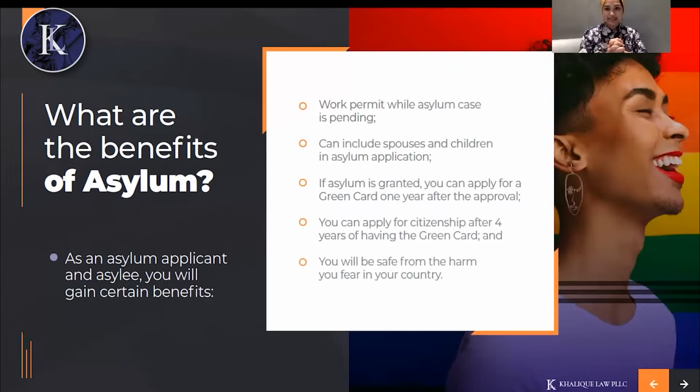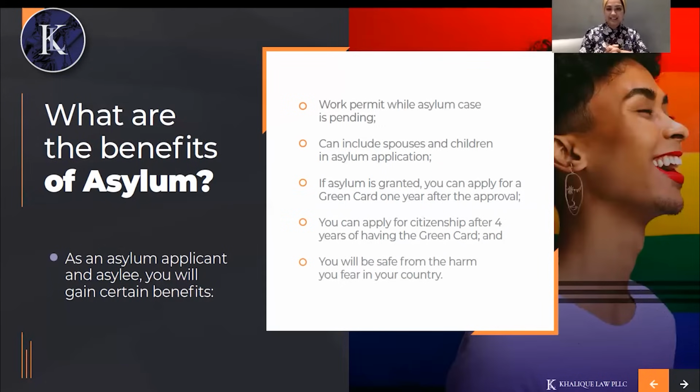The other great thing is that when you file for asylum, you can include your spouses and children in the asylum application. So if your spouses are here, you can include them. And let's say you apply for asylum and you're single and then later you get married, you can also include them up until the interview. And if you get married after, you can always have them get asylum as a derivative. So your spouse and children also get the benefits of asylum, which is a really great benefit to have.